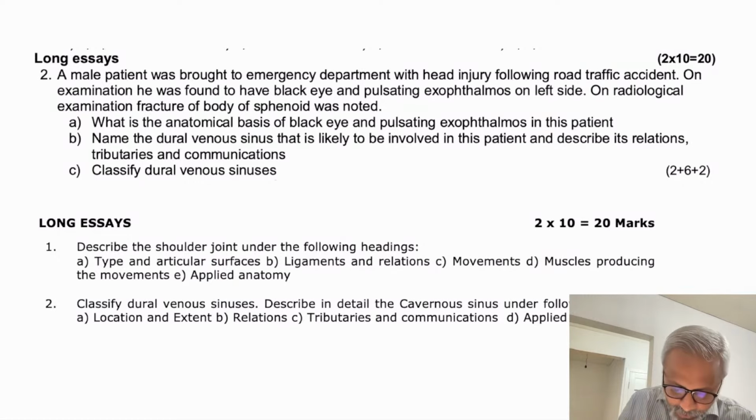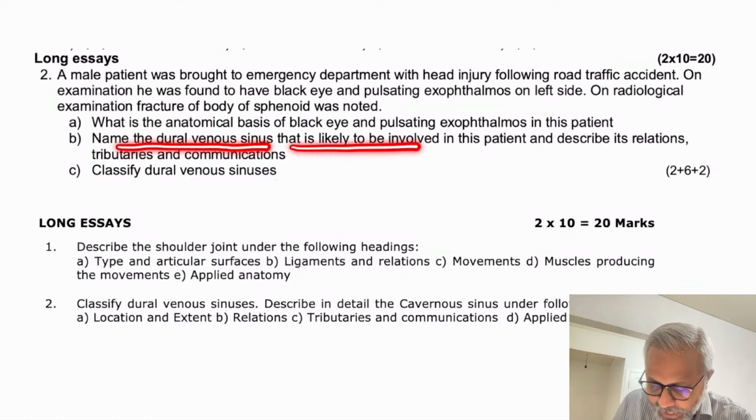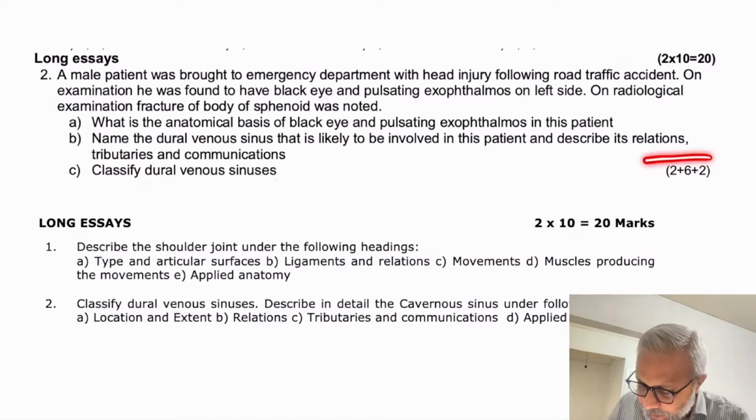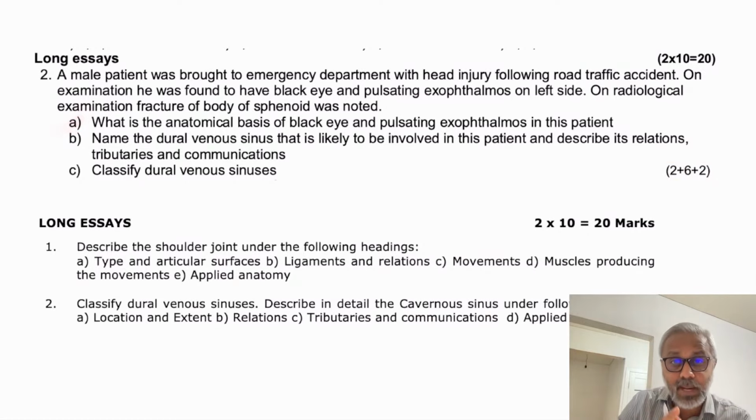The second question is: name the dural venous sinus that is likely to be involved, describe its relation, tributaries, communication, and then classify dural venous sinuses. The first thing you need to do is take a look at the marks distribution. For the anatomical basis of black eye and pulsating exophthalmos, 1 mark is allotted each, right? So try to answer according to the allotted marks.